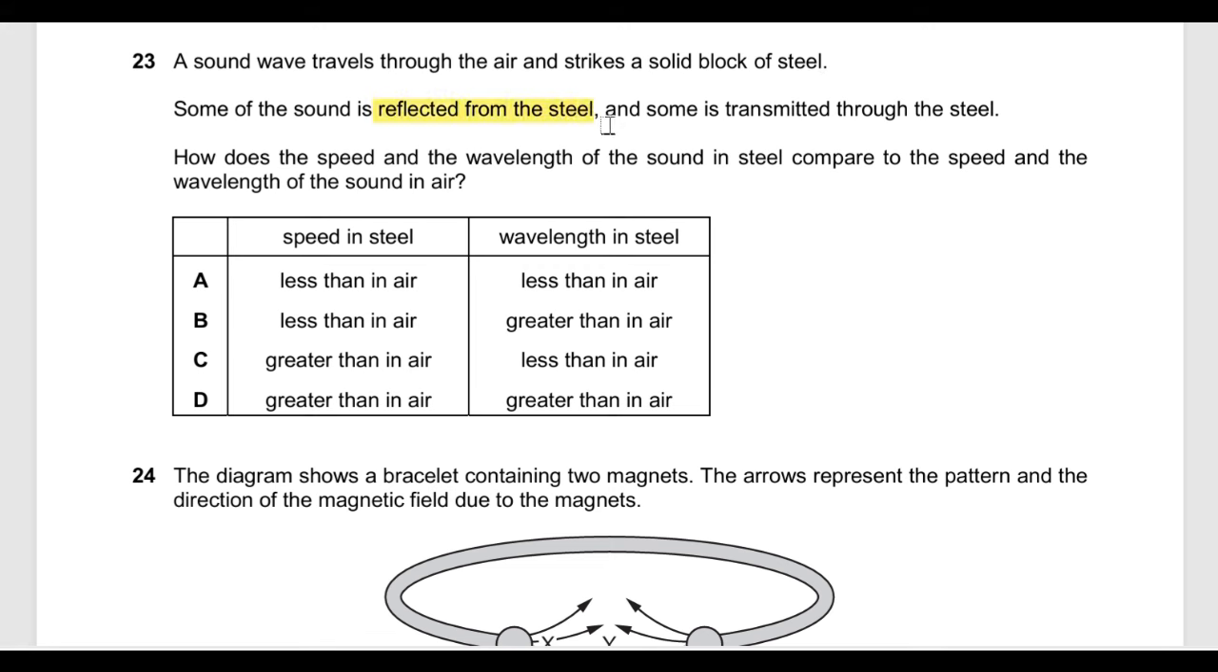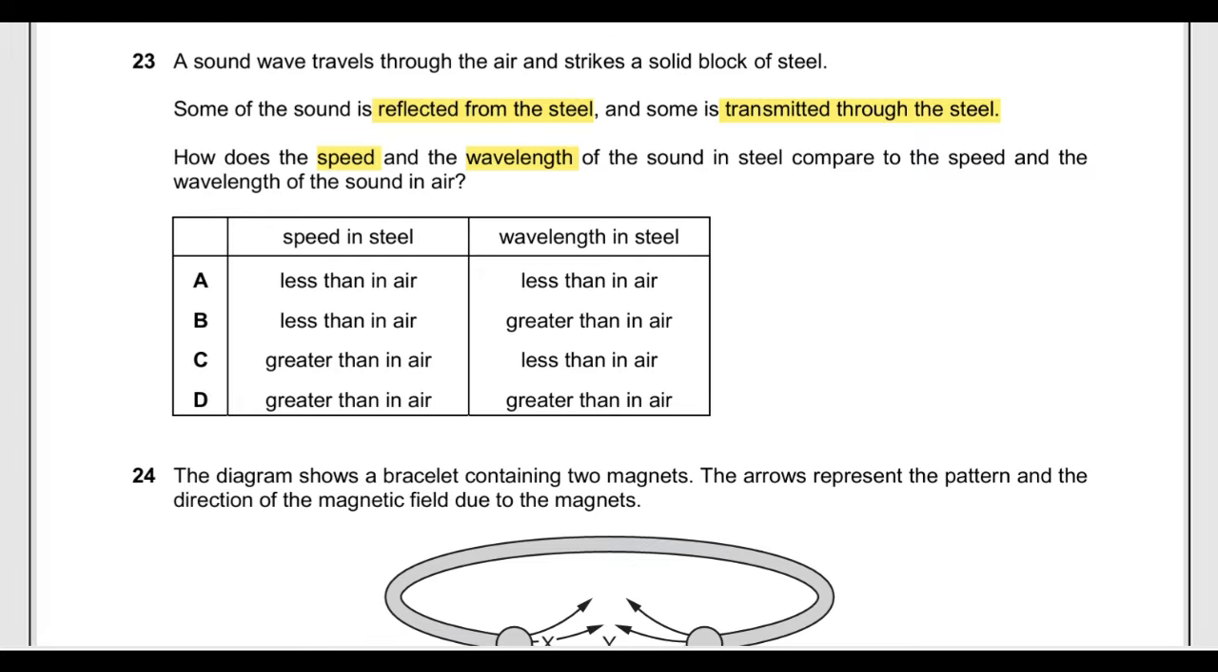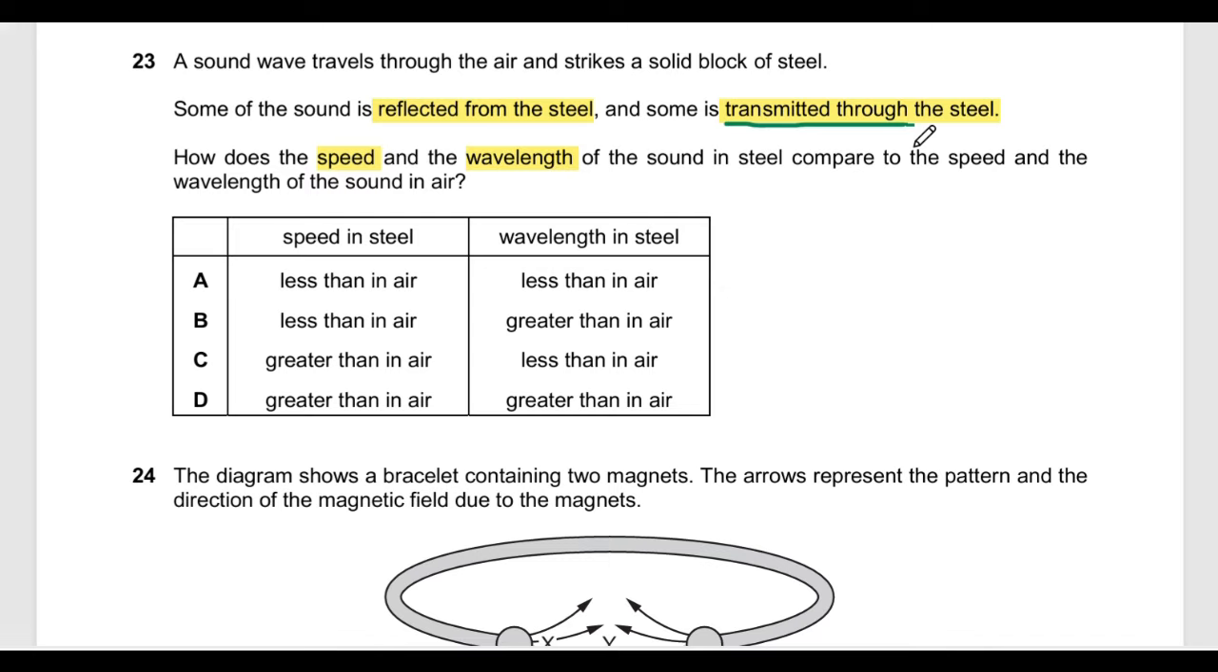Question 23 says a sound wave travels through air and strikes a solid block of steel. Some of the sound is reflected from the steel and some is transmitted through the steel. How does the speed and wavelength of sound in steel compare to the speed and wavelength of the sound in air? If it is transmitted into the steel, this process is known as refraction.